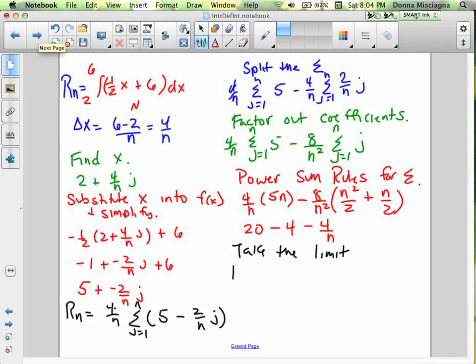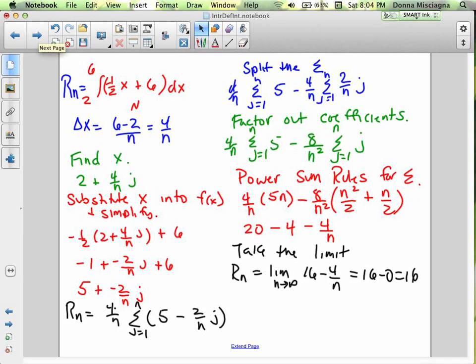So we have R of n is equal to the limit as n approaches infinity of 20 minus 4, that's 16, minus 4 over n. And of course, that's just 16 minus 0, which is 16. Same as we got as an area of a geometric shape. How about that? So there's 1, there's 2.